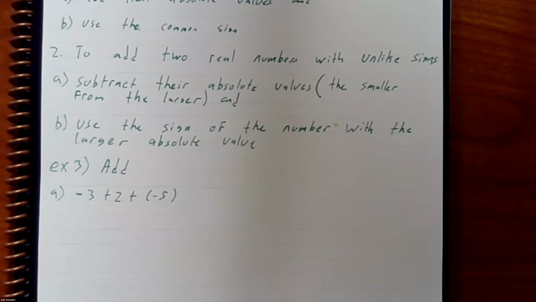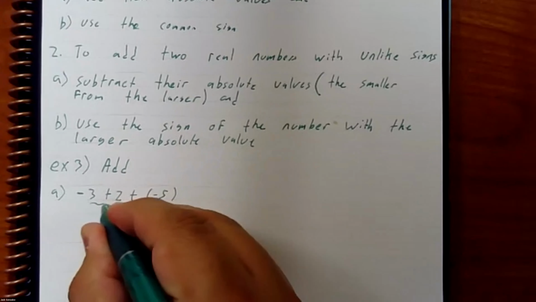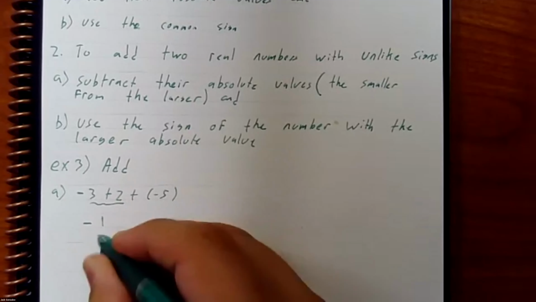Now, it says subtract the smaller from the larger, and then you keep the sign of the larger one. So just ignore the signs. You'd say 3 minus 2 is 1, right? Keep the sign, it's a -1. Does that make sense? That's all we're doing. So this part right here becomes a -1.